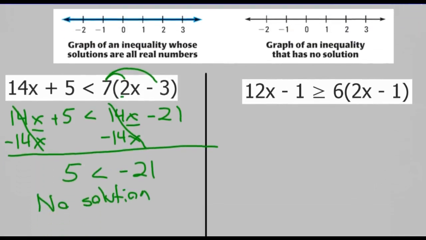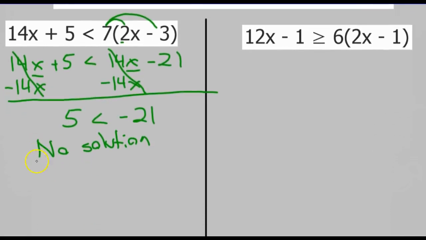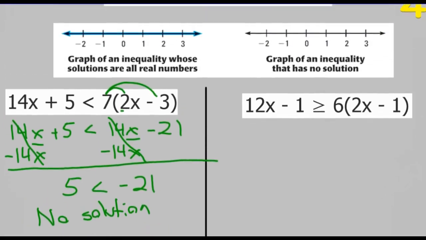The graph of that inequality would just be a number line. So 1, 2, 3, just a blank number line. There is no solution to this number line, so we don't have to graph it.